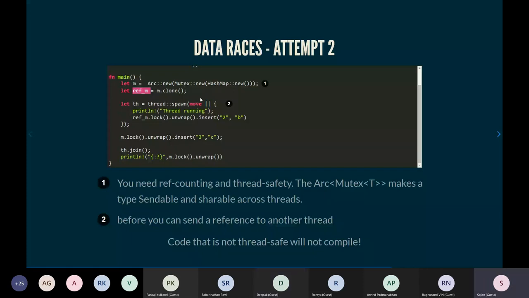And there's no way you can get at the internal data without locking it and checking the lock is successful. Got it, okay. Again, enforced by the compiler, not convention.